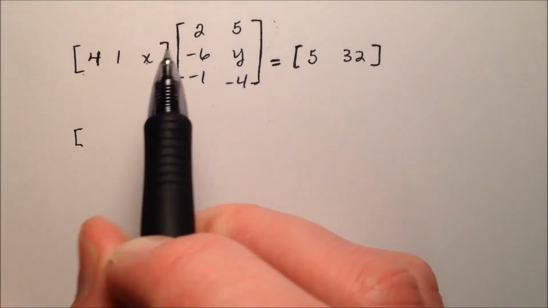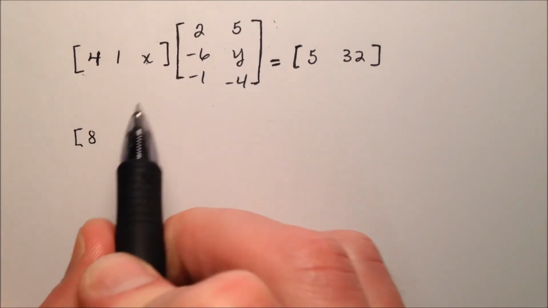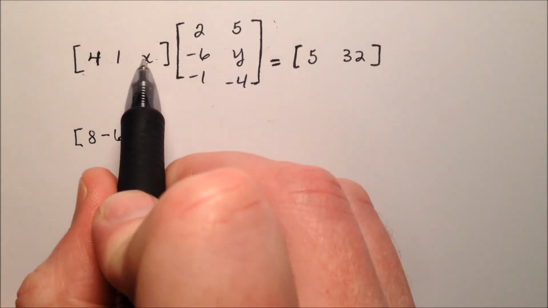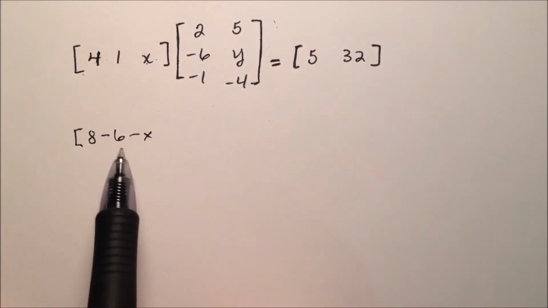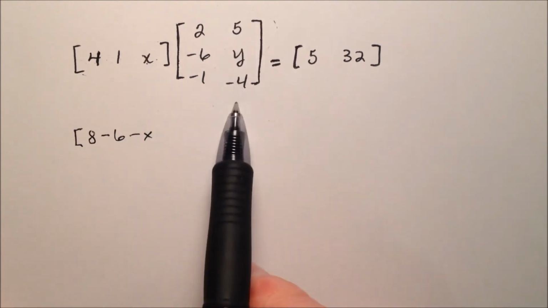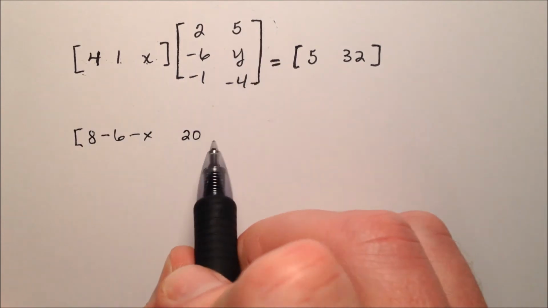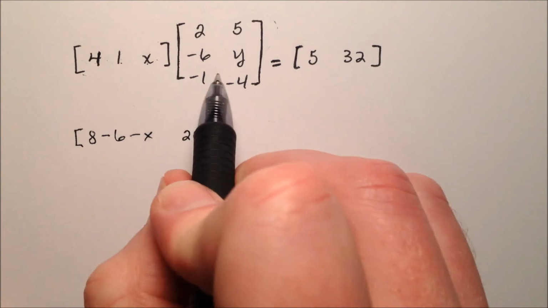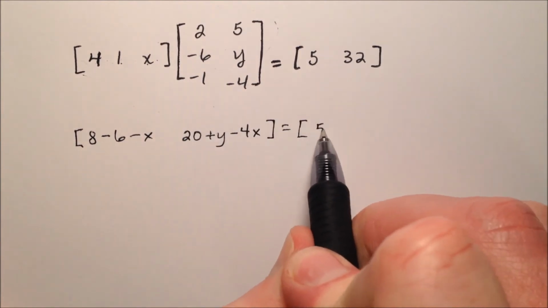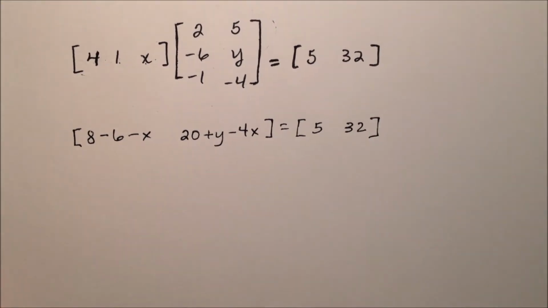So let's go ahead and work this multiplication on the left. 4 times 2. Remember, across the rows, down the columns. Minus 6 minus x. So that's row 1, column 1. Now let's do row 1, column 2. 4 times 5 is 20 plus y minus 4x. And that's going to be equivalent to this matrix here on the right side.